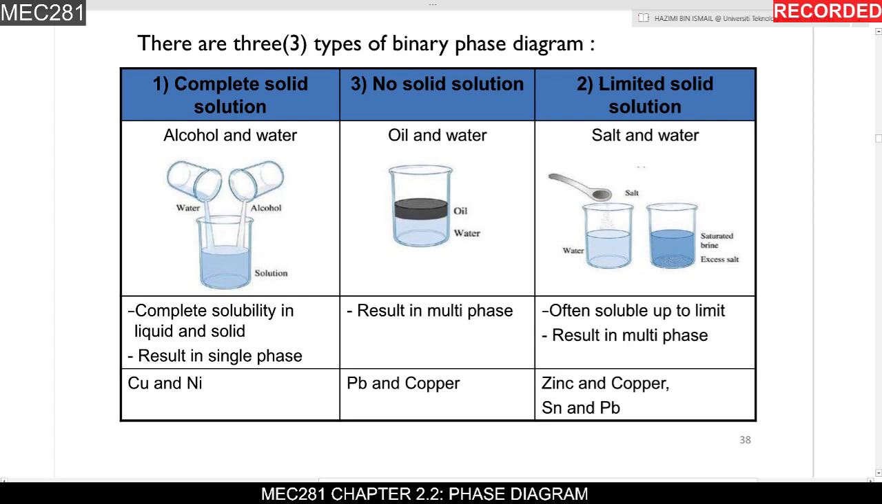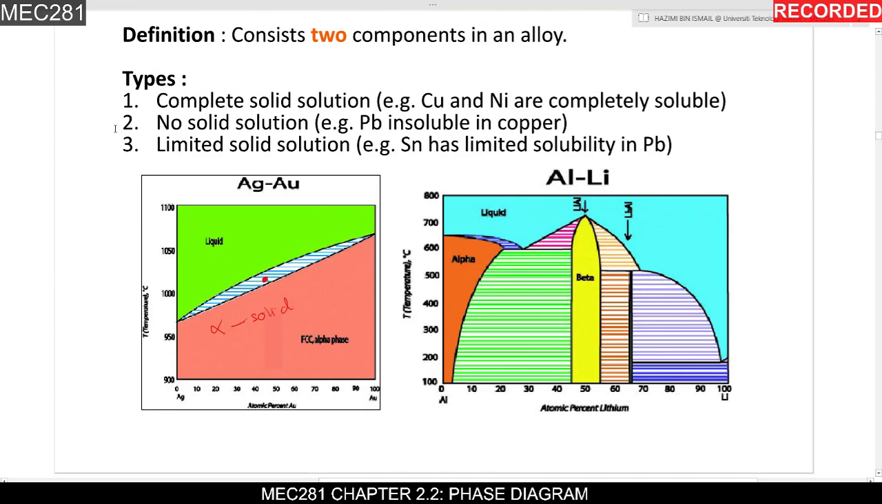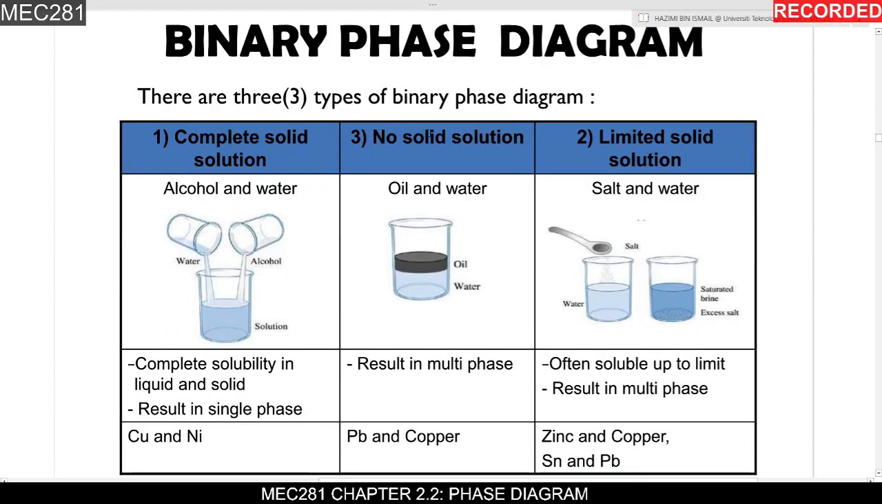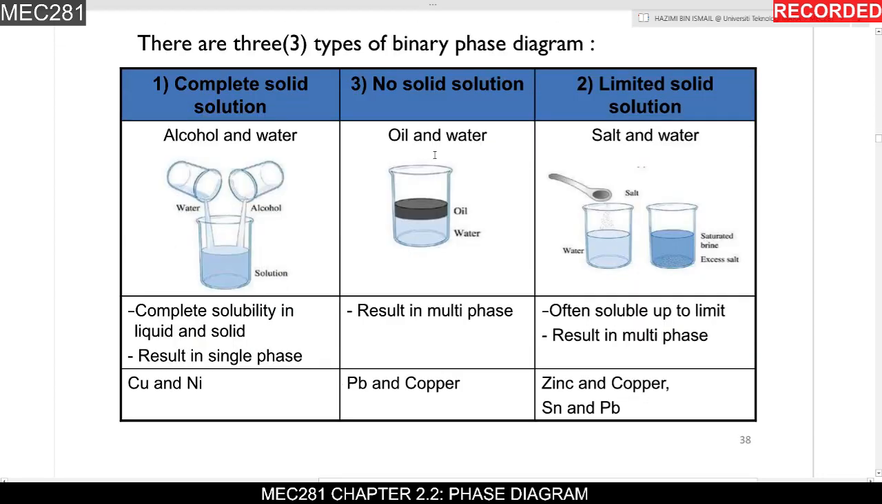And the second type is no solid solutions. For example, oil and water, which results in multi-phase. Another example is platinum and copper. Why? Because the two elements cannot mix. As an example, oil and water cannot be mixed, so they are completely separated. That's why we call it no solid solutions.